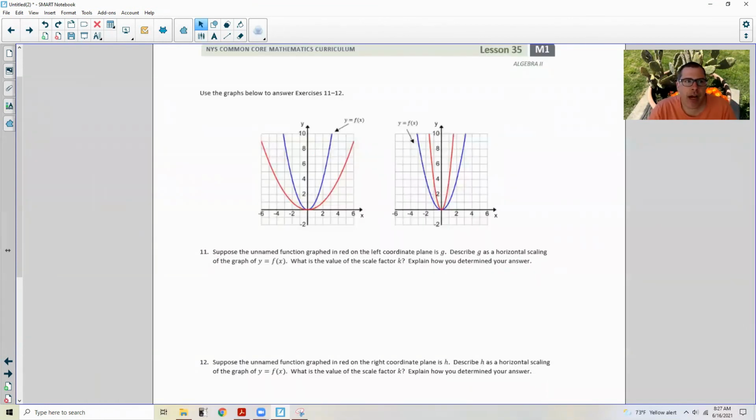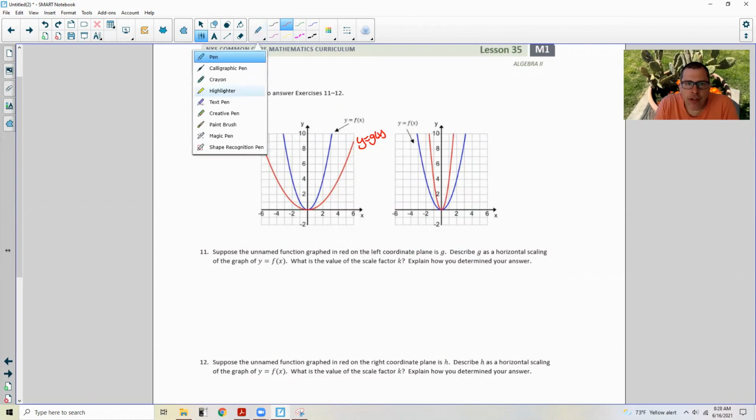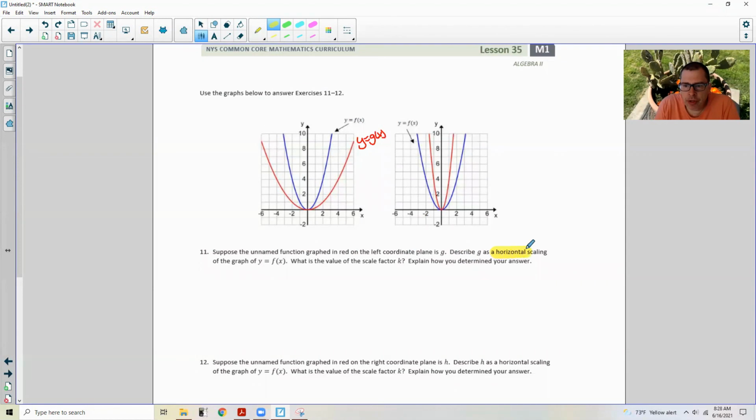Okay, page 5 brings us to exercise 11 and 12. And it says to use the graphs below to answer these exercises. Suppose the unnamed function graphed in red on the left coordinate plane is g. So the first thing I want to do is label that. So this is y equals g of x. Describe g as a horizontal. Okay, be careful here. They want a horizontal scaling this time.